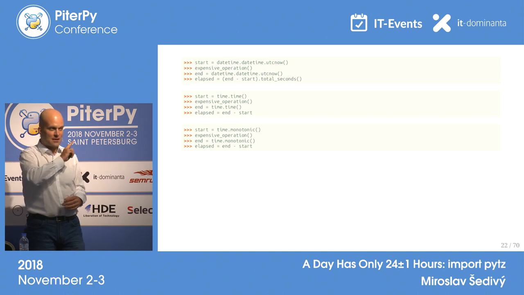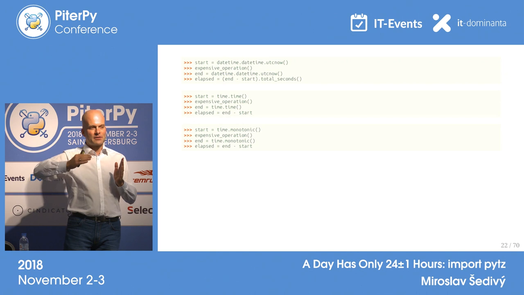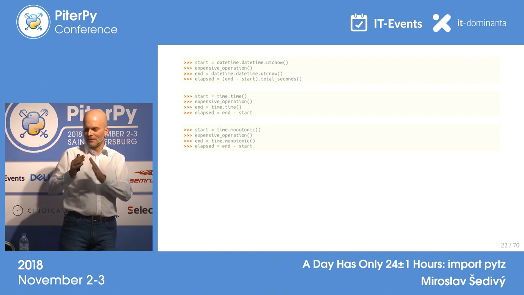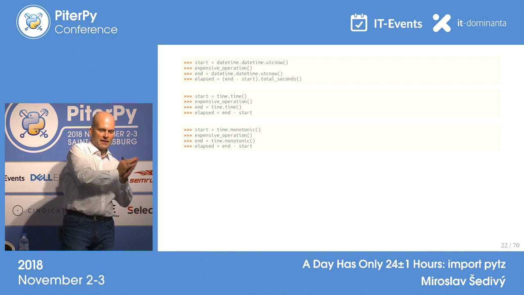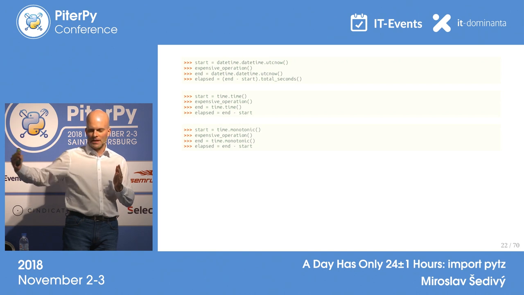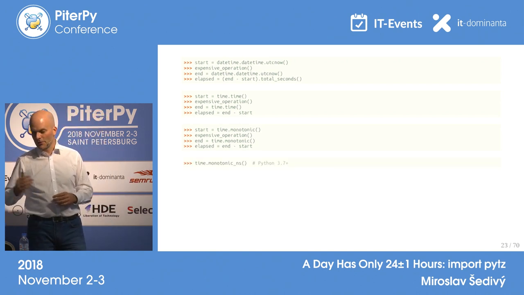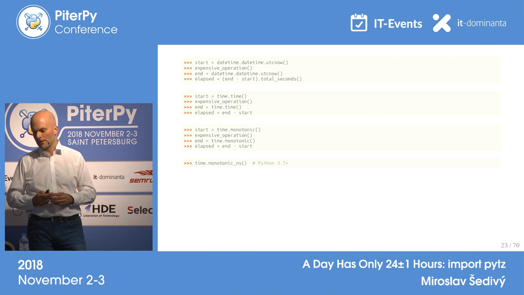So you can use time monotonic. Time monotonic guarantees that it's always an incrementing number of seconds. The beginning of this time monotonic is not important, but it is always the same beginning, like the beginning of the process, and the number of seconds will be consistent. And if you are using Python 3.7 or newer, you can even use monotonic in nanoseconds. It will give you even better information, a more exact number of nanoseconds your expensive operation took.